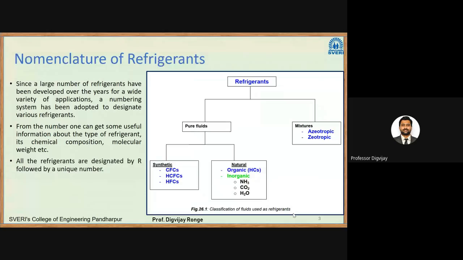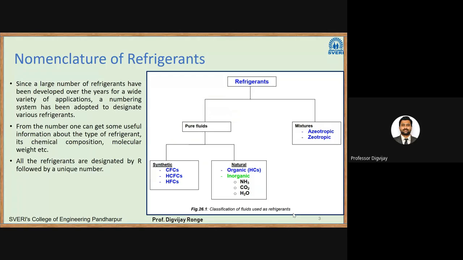So whenever you say R11, R12, R404, remember that R stands for refrigerant. If I say write down the nomenclature for chlorofluorocarbon, in that case, the first letter you should write is R. Then whatever number comes will be there. So it is R12 or R11. That way we are writing the names of refrigerants.